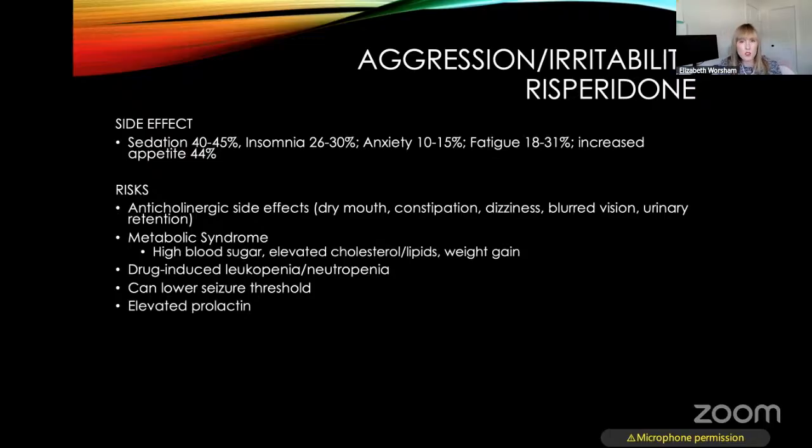Risks: anticholinergic side effects. You're starting to probably catch on to a pattern: dry mouth, constipation, dizziness, blurred vision. This is just how the brain circuitry is. When we're working on these types of behaviors, it's going to come with this cluster of side effects. Metabolic syndrome is very specific to atypical antipsychotics: high blood sugar, elevated cholesterol and lipids, weight gain.